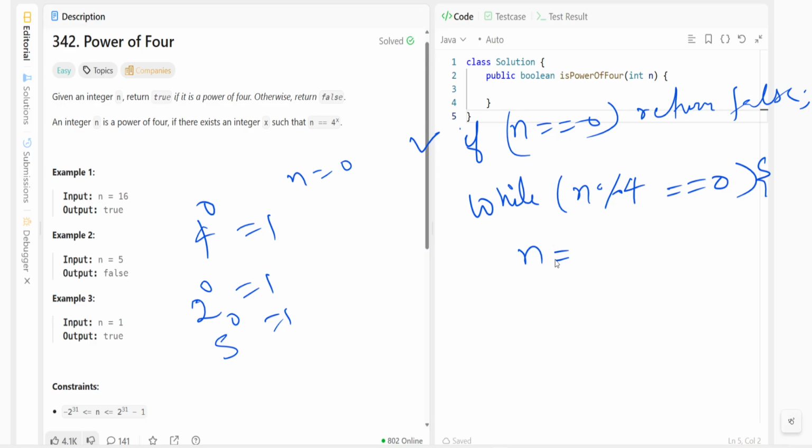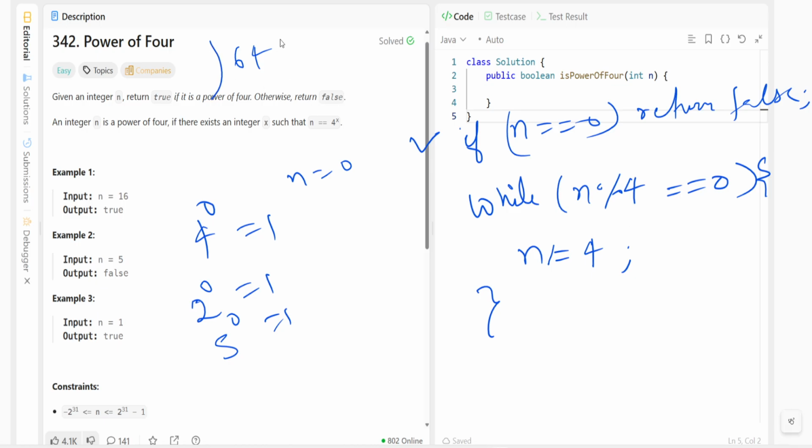Give me 1 second, guys. Operator like this, and you write 4. So each time the while loop runs, it will keep dividing. Let's suppose we have 64, for example. We know that it will be divisible by 4 and give 16, right?